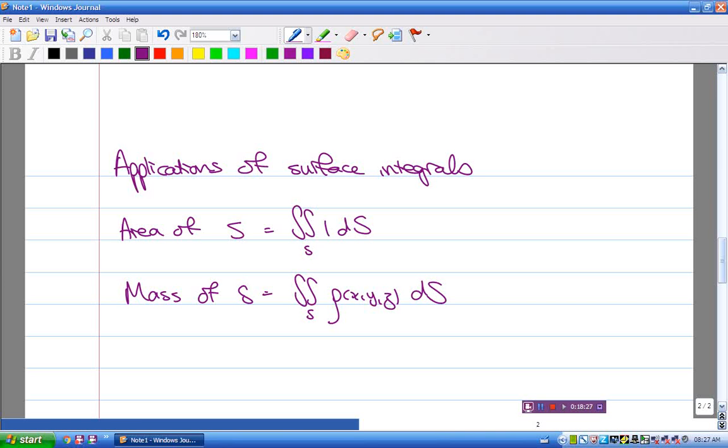And then in the mass one, you're dividing your surface into lots of little areas, you're multiplying each little piece by its local area density to get the mass of the little piece, and then you're adding up all those little masses to get your total mass. So very, very similar to the double integral counterparts. Double integrals just had a dA rather than a dS. Okay, the third application that we're going to do, I'm only going to do tomorrow, and that is flux.